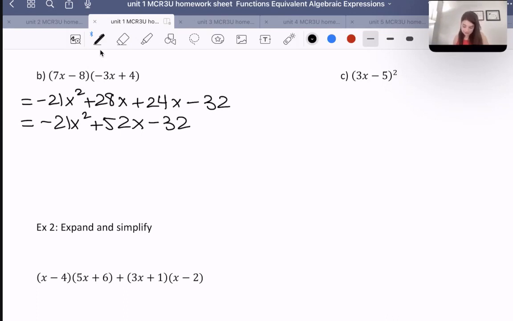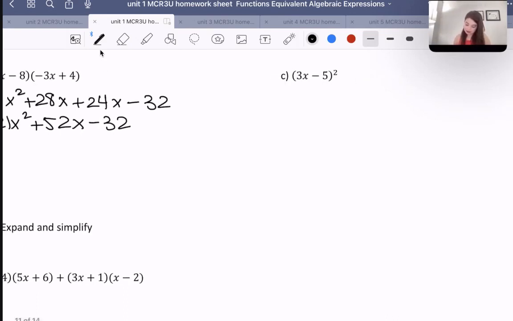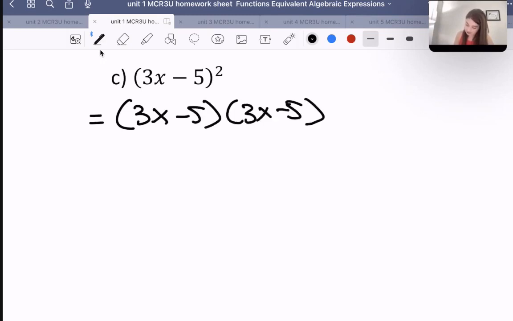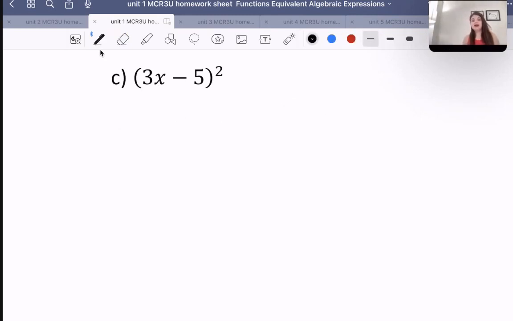Okay. Now let's try this one here. So this one here is a square, and there's two ways to do this one. The first way is we could just say this is the same as 3x minus 5 times 3x minus 5, and then use FOIL. So that's one idea, and that will work. Or there's actually a specific way we can do any of these sorts of equations where we have a linear expression in brackets and then squared, and it's called square the first, square the last, double the product. So I'm going to show it that way, but you can also do it the other way.